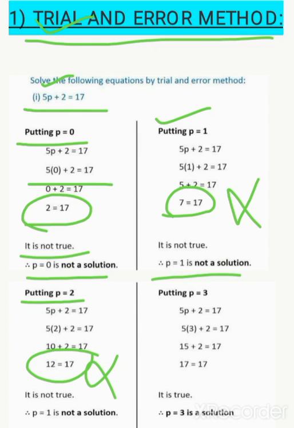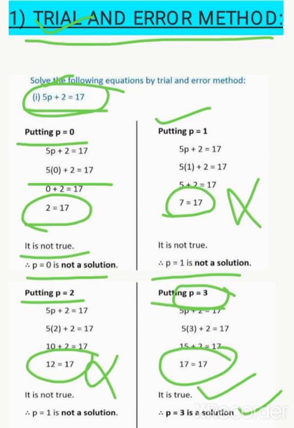Again we will put, after 2, p is equals to 3, and finally we are getting 17 is equals to 17, which is absolutely true. That means p is equals to 3 is the solution for this linear equation, 5p plus 2 is equals to 17. So this is the trial and error method for solving any linear equation.